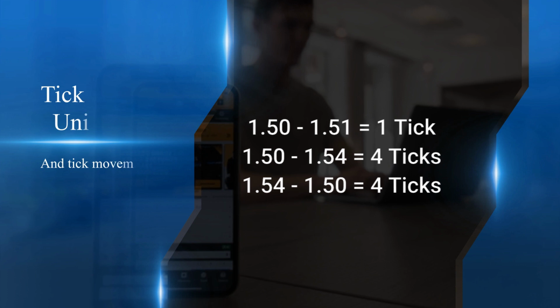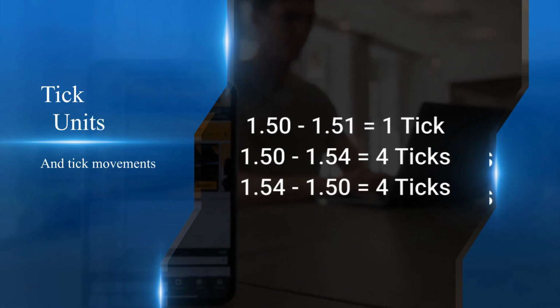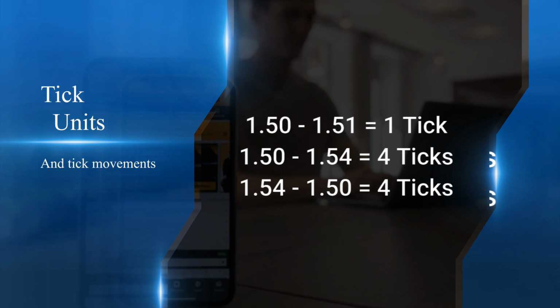So if the price is at 1.50 and then moves to 1.51, then the price has moved by one tick. If the price moves from 1.50 to 1.54, this would be a movement of 4 ticks. It works both ways, so a movement from 1.54 to 1.50 would still be a 4 tick movement also.